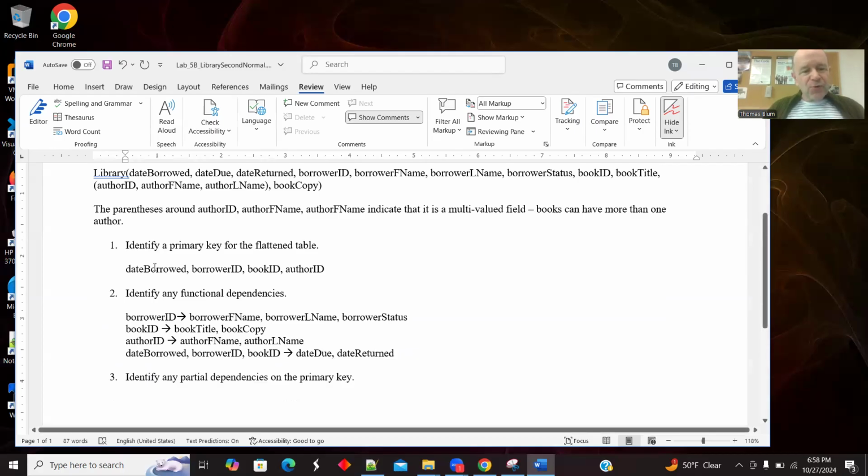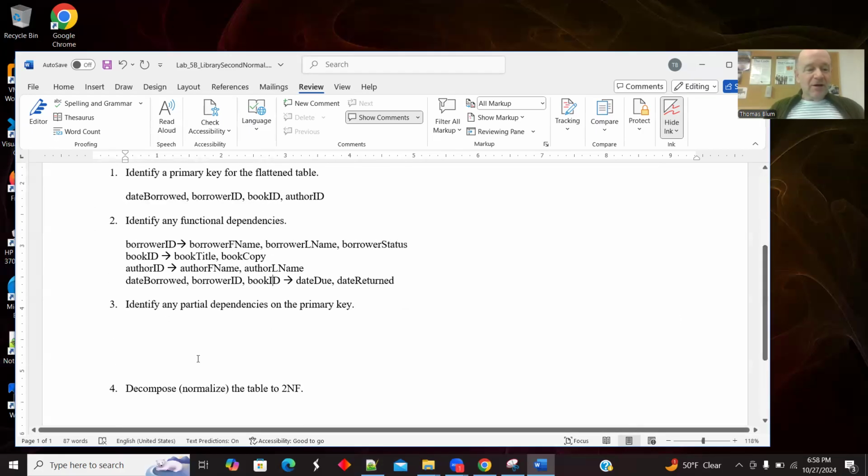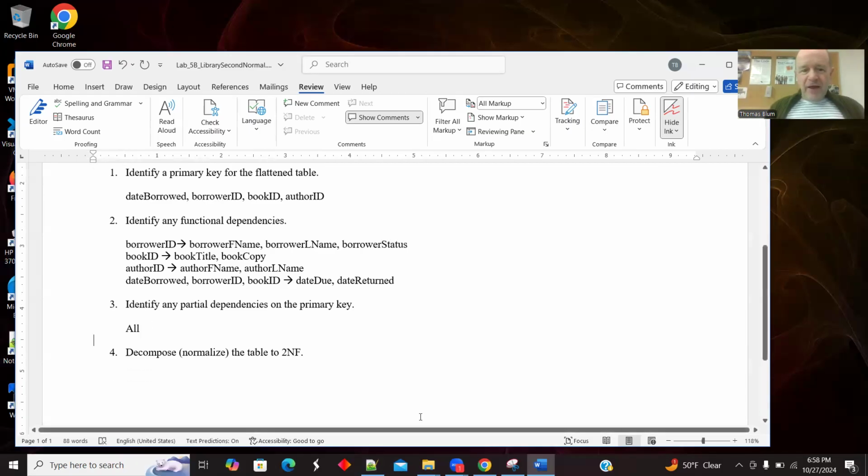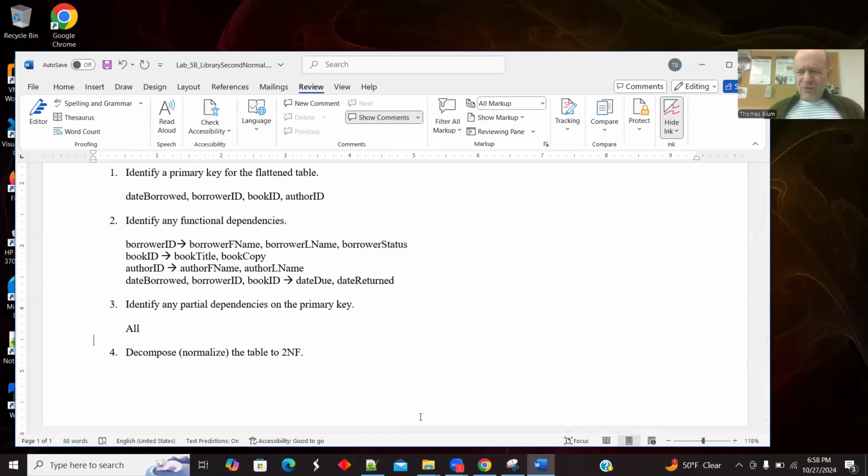So, and those were all, in this case, part. So borrower ID, that was part of the primary key. Book ID was part of the primary key. Author ID was part of the primary key. And date borrowed, borrower ID, book ID, that combination was part of the primary key. So in this case, the answer is, I'll just simply say all. They were all partials.